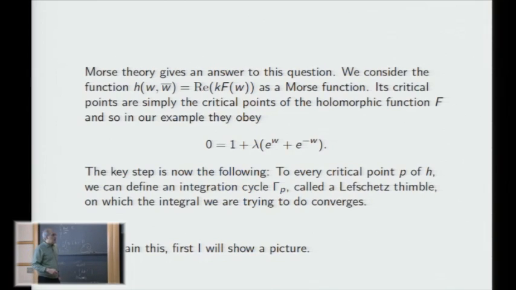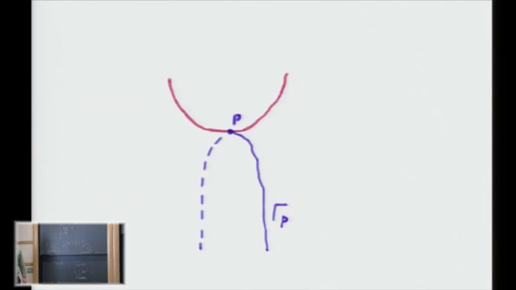And now the key step is the following. To every critical point p of h, in other words, every solution of this equation, you can define an integration cycle gamma sub p called a Lefschetz thimble on which the integral converges. For this, I'll just draw a picture. The picture looks like this.